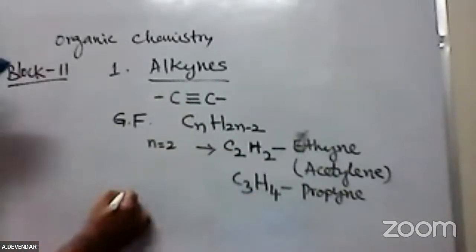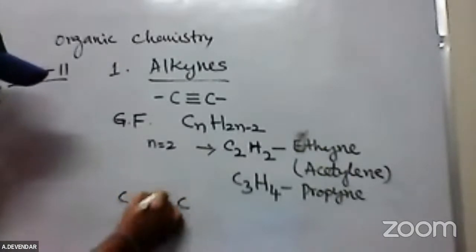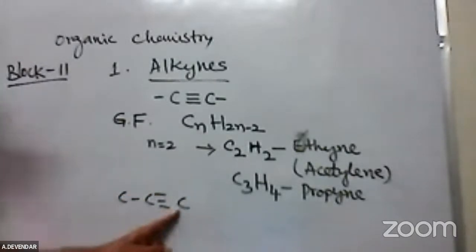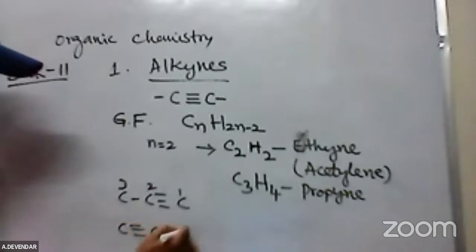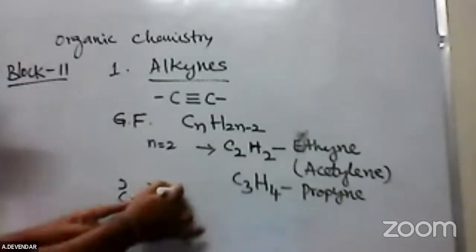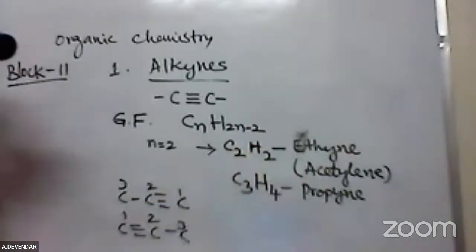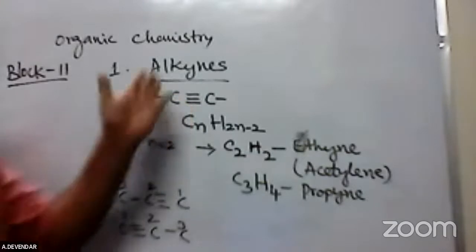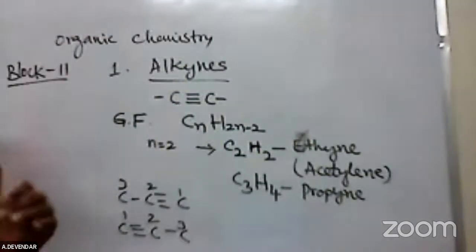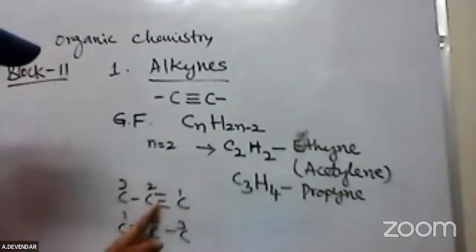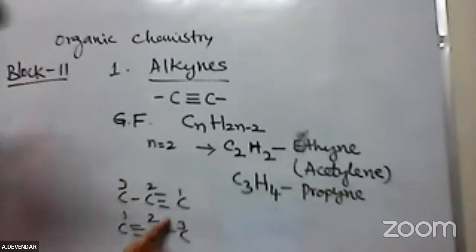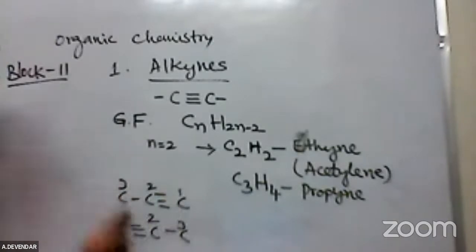Why? Because only 3 carbon atoms are there. Suppose we write the triple bond at the first carbon, numbering 1, 2, 3. That means the triple bond is present at position 1, so it is called 1-propyne. But with more carbon atoms, the triple bond can shift from one place to another. That means the alkyne series shows position isomerism. The position changes for higher members; position 1 may change to 2, 3, like that.